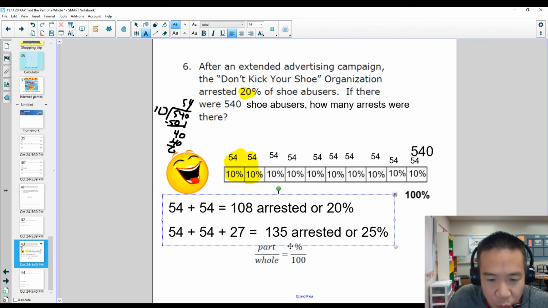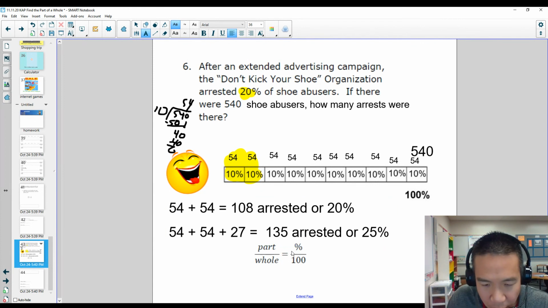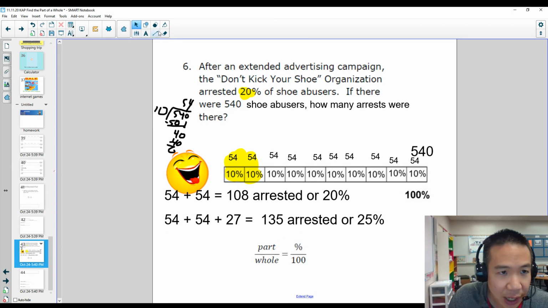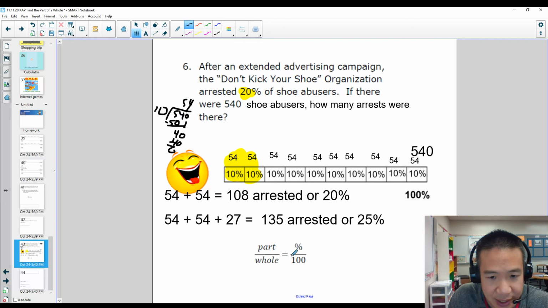So another way we can do it is using something called the part to whole relationship. This is a formula that we do use. Some people prefer that over the percent bar. So it's what part of the people get arrested. Whole is name everybody. Percent is the percent that got arrested.